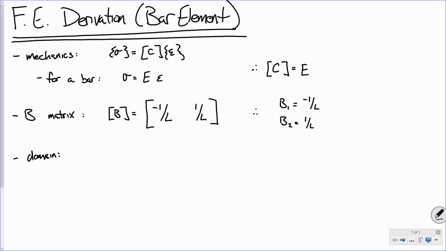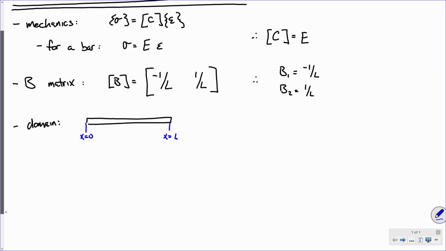Domain. Here's my bar, right? And I have some node here. Remember when we did our derivation of our shape functions, we said that this is where x equals 0, right? And we said that this is where x equals what? L, right? So my point is when we do our integration, we're going to integrate from x equals 0 to x equals L. Okay, now watch this.